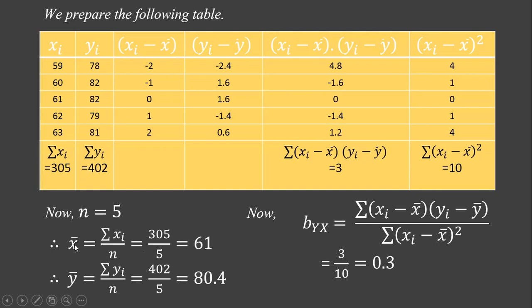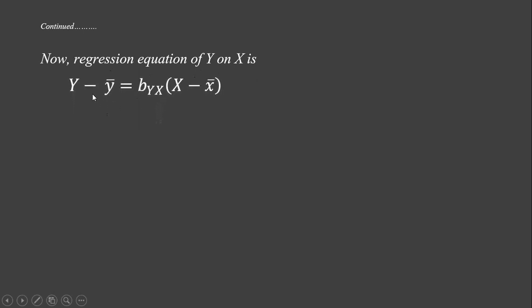Okay, so now we have 3 required values: x bar, y bar and the regression coefficient byx. Now we can write the regression equation. Using these 3 values, the regression equation of y on x is y minus y bar is equal to byx into (x minus x bar). We substitute these three values here. Y minus the value of y bar, 80.4, is equal to byx, 0.3, into x minus the value of x bar, 61.